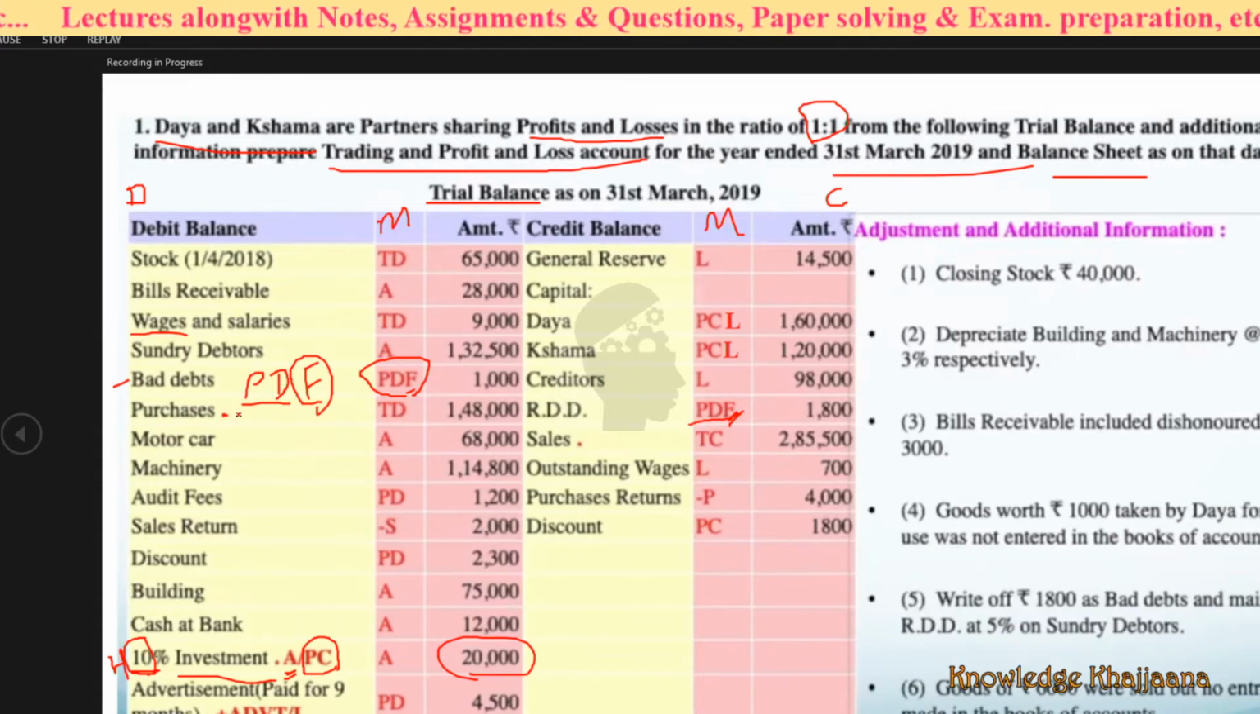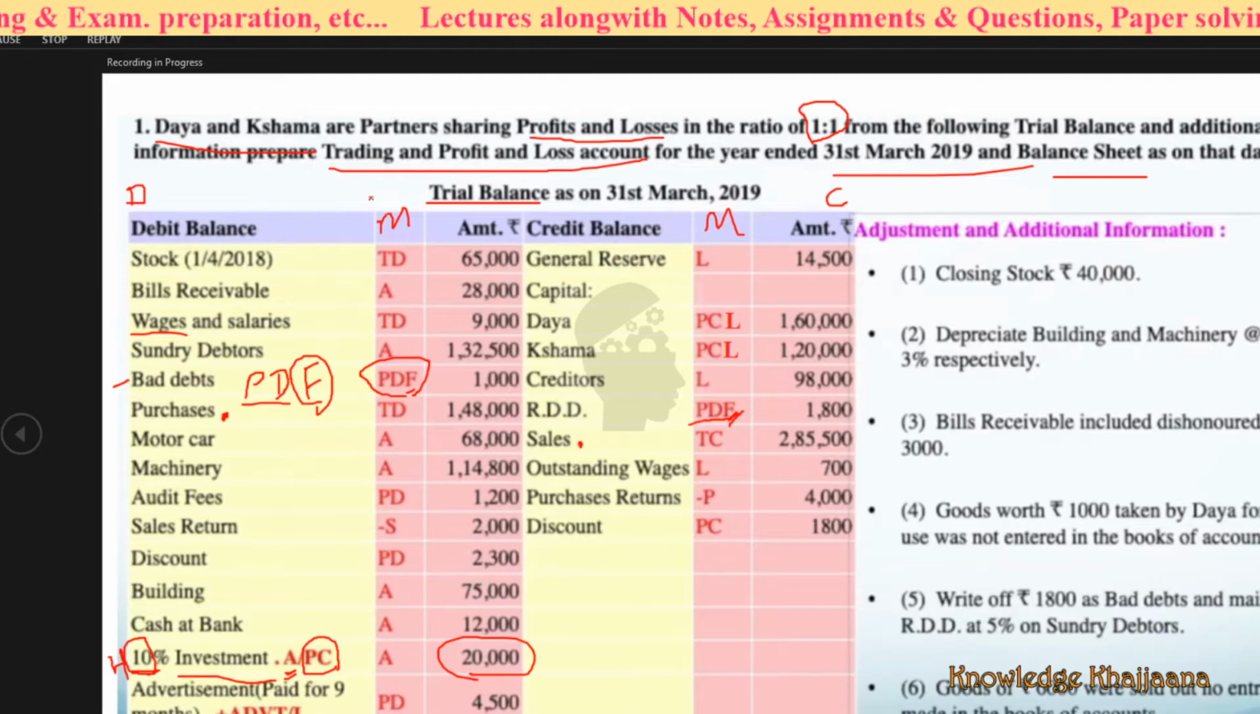So we have to make one mark over here for the purchases, that we have to deduct this amount from purchases. Similarly, sales return have to be deducted from sales. So immediately make the adjustment, mark something over here. Then discount. See, discount is given on the credit side. It means we have received a discount, so discount will go to the profit and loss account credit side.